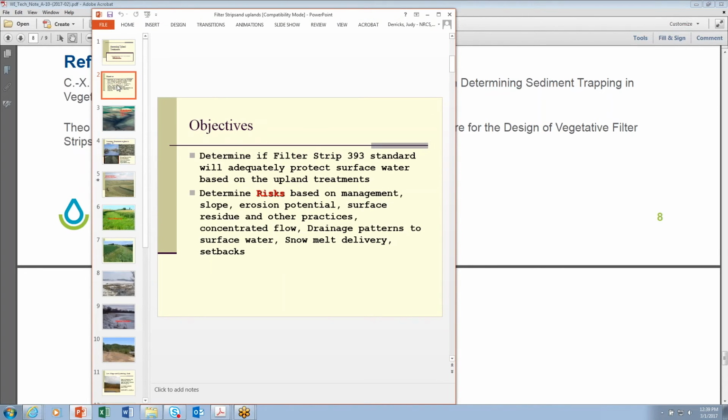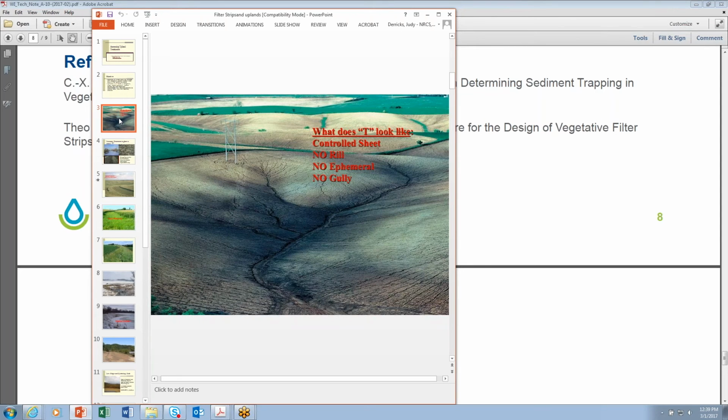Basically, I just want to say this is just us assessing those uplands because I cannot say it enough. If you do not have T, this standard is not going to do us the good that we need it to. Of course, it's going to do something, but it's just not going to be meeting the practice standard. So what does T look like? Tolerable soil looks like you've got control over your sheet and rill. You do not have rill, or if you do, it's very insignificant. There is no ephemeral erosion, and again, ephemeral erosion is the stuff that you can farm across. And there are no active gullies that are not treated going into that buffering area. So that's what T should look like.